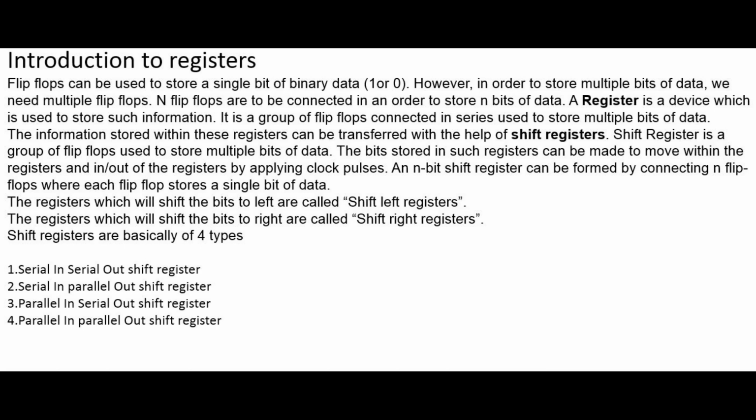The registers which shift the bits to the left are called shift left registers, and the registers which shift bits to the right are called shift right registers. There are basically four types of shift registers: serial in, serial out shift registers; serial in, parallel out shift registers; parallel in, serial out shift registers; and parallel in, parallel out shift registers.